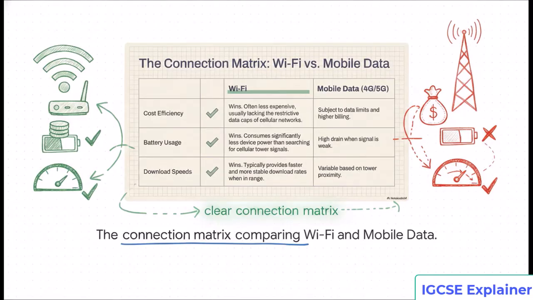When you stack them up side by side, Wi-Fi consistently takes the win on a few major fronts. For cost efficiency, Wi-Fi is the clear winner because it usually lacks those restrictive data caps that cellular networks use to bill you for high usage. For battery life, Wi-Fi wins again. It consumes way less device power because your phone isn't desperately scanning miles away to find a cell tower. And as for download speeds, assuming you are in range, Wi-Fi typically gives you faster, much more stable rates compared to the highly variable speeds you get jumping between towers on a mobile network.